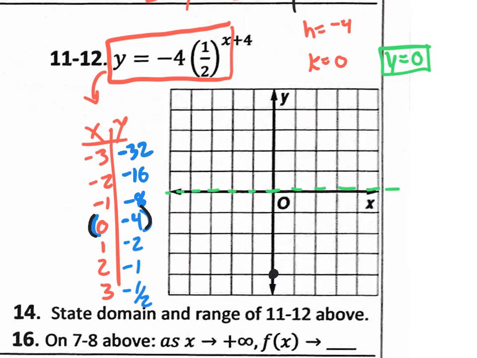So let's graph this first one, 0, -4. That's down here. Let me do this in red. 0, -4 is right there. 1, -2 is right there. 2, -1 is right there. 3, -1/2. 3 on the x: 1, 2, 3. Negative halfway down is right there.